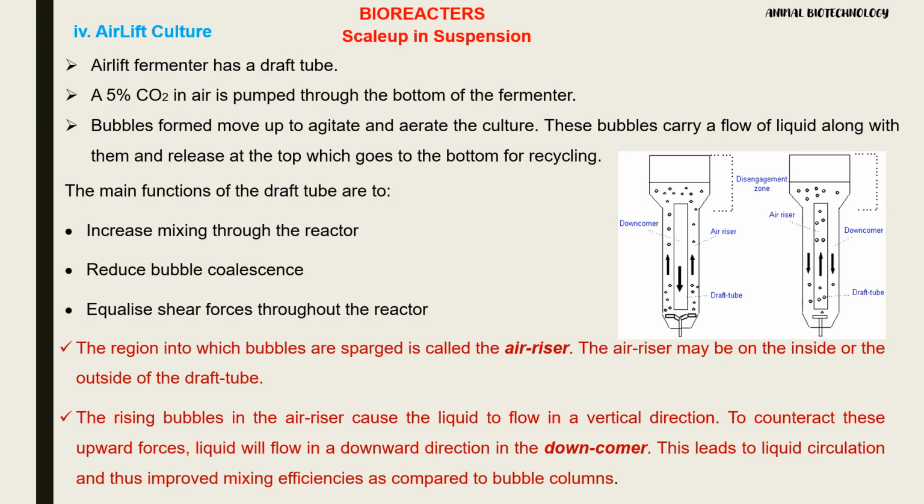Airlift bioreactor. Airlift bioreactor differs from the bubble bioreactor as it has a draft tube inside. The air or gas is pumped in from the bottom and released at the top. The region from which the bubbles are sparged is called as the air riser. It may be from inside or outside the draft tube. Counter to this, liquid flows in downward direction in down corner. This results in proper mixing of media, reduces bubble collisions, and equalizes the shear forces.